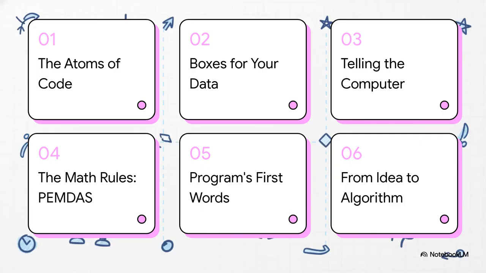So here's our game plan, our builder's journey. We're going to start with the absolute basics, the atoms of code. Then we'll see how to store our data and how to tell the computer what to do next. After that, we'll get into the rules of math, how our program can talk and listen, and finally, how to bring it all together to turn a simple idea into a working algorithm.